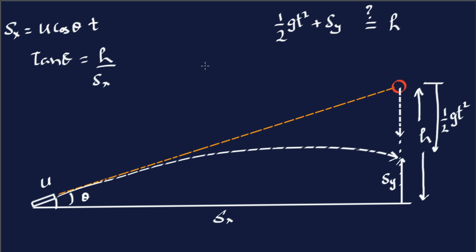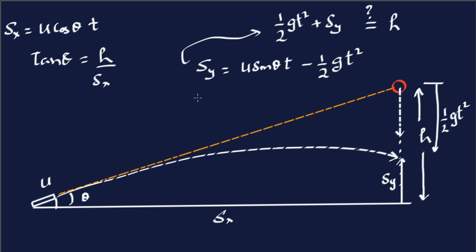Okay, so we need sy. What is sy? Sy is going to be, again, ut plus half at squared, taking up as positive, u sine theta t plus half at squared, because taking up as positive, acceleration is minus g, so minus half g t squared. If I take this and plug it into this relationship, I get u sine theta t minus half gt squared plus half gt squared. Is that equal to h? That is the question. Well, check it out.